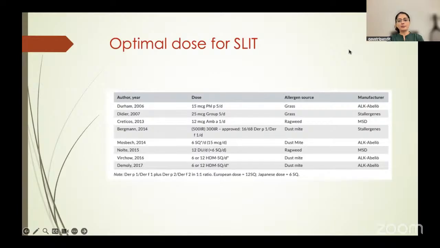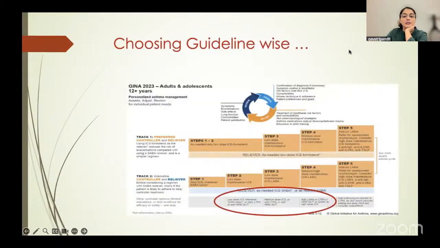So this is the optimal dose of SLIT that I have taken from the standardized allergens. You can see that almost all of the regimens that I'm mentioning here are daily dosages, and these are from the standardized allergens. So in subcutaneous immunotherapy, for example in grass immunotherapy, you would be giving 25 micrograms per month, whereas here you will be giving 25 micrograms almost every day.